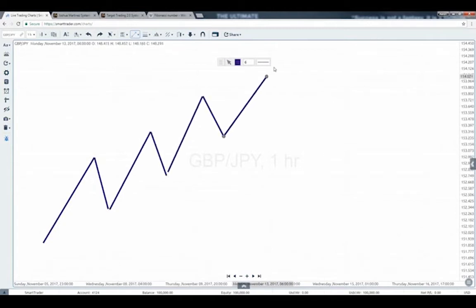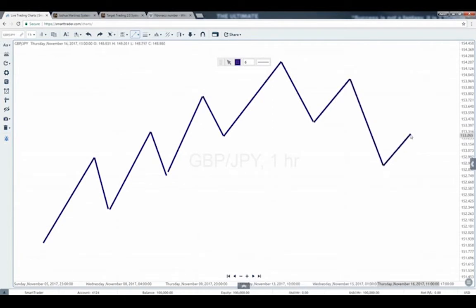You heard the gentleman before me speaking, talking about this. Then the market will reverse and it'll make what are called lower highs, higher lows, lower highs, higher lows, and it does these waves over and over and over again.